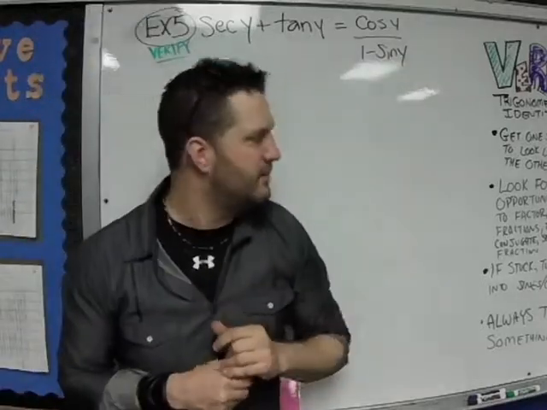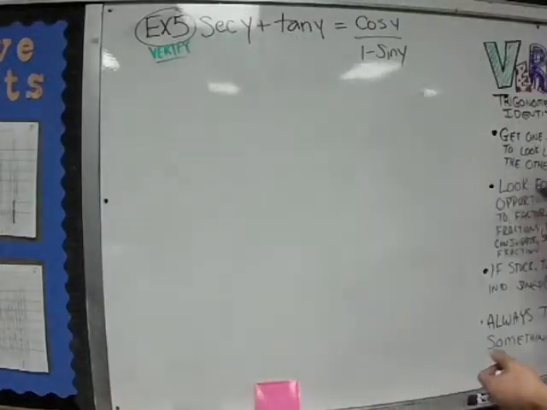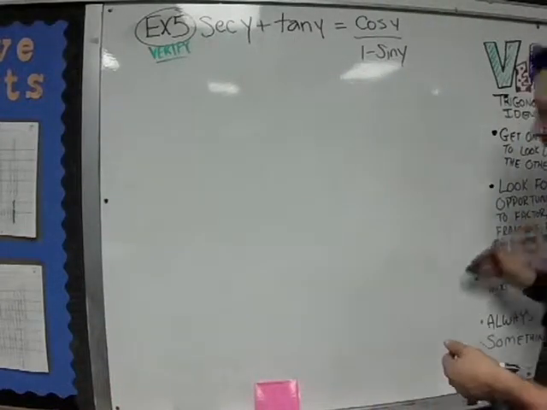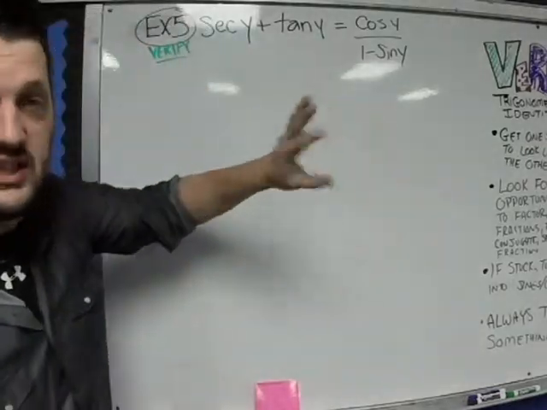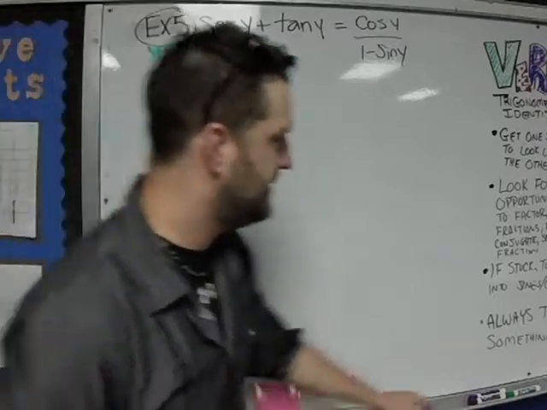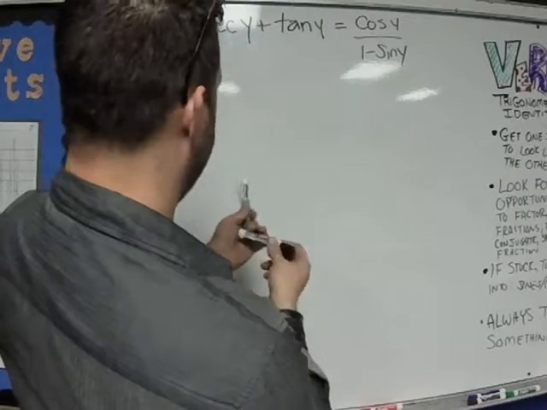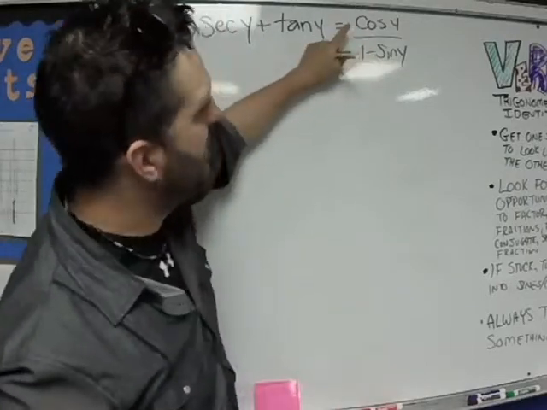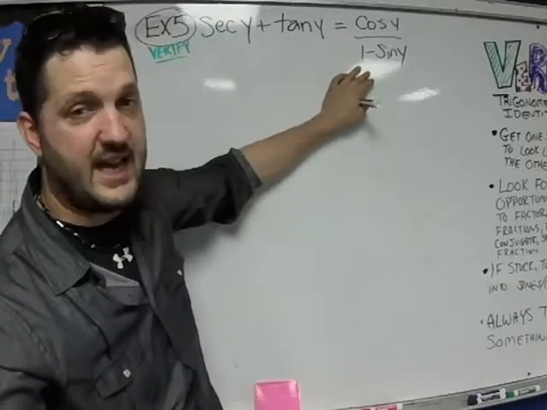And this is going to give us an opportunity to use one of these thoughts here, which was, hey, look for opportunities to factor, add fractions, FOIL, conjugate, split a fraction, add a fraction, all those things. So let's look at trying to make that right side look like the left side. What I see on the right side is cosine y, and then on the bottom I see a binomial, 1 minus sine y.